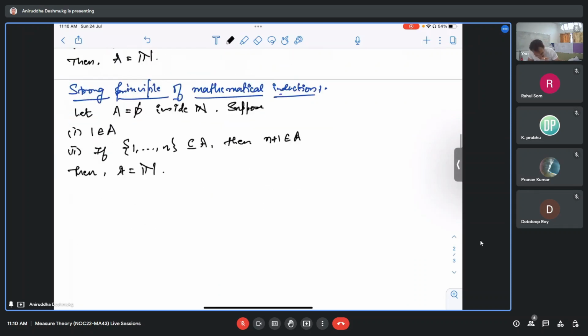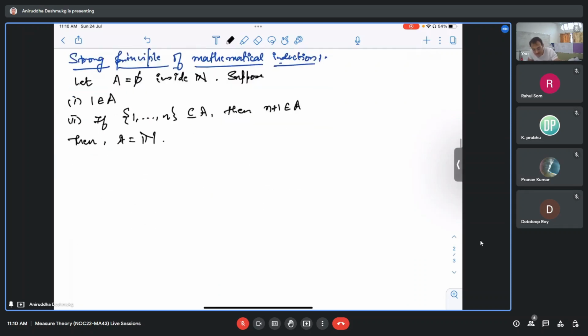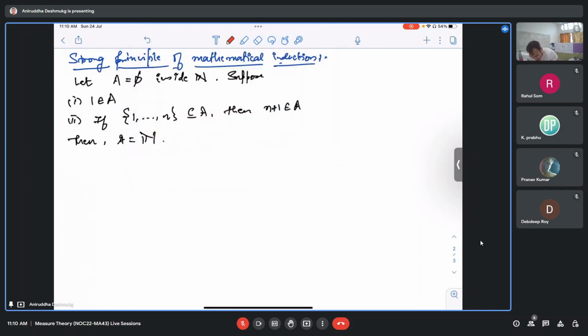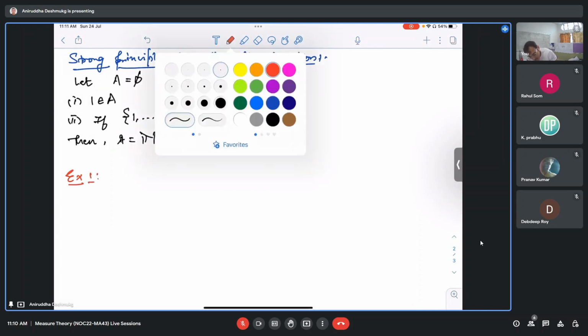So now let us see some applications of this. You may find these as assignment problems as well, and I would rather recommend that you try them first before looking at these proofs. So let us look at the first example.